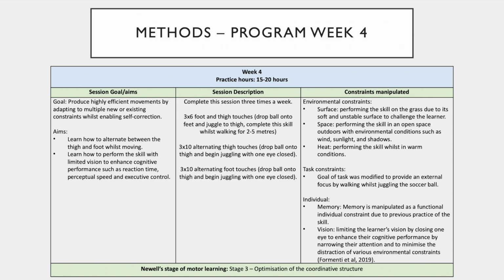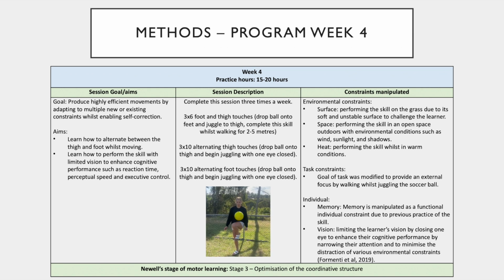Regarding the program, the learner started with alternating foot and thigh touches, and they also completed the skill whilst walking for 2 to 5 meters depending on errors and the physical ability. After this, vision was limited by closing one eye, where the learner completed 10 reps of alternating thigh touches, followed by 10 reps of alternating foot touches with one eye closed. By the end of week 4, the learner had successfully widened their perceptual motor landscape due to the manipulation of various constraints.